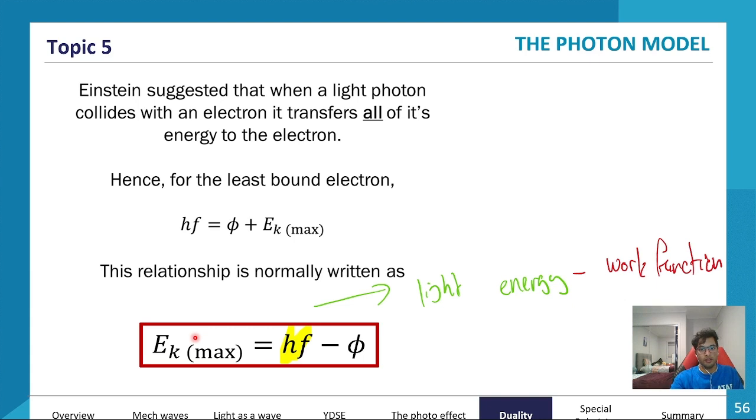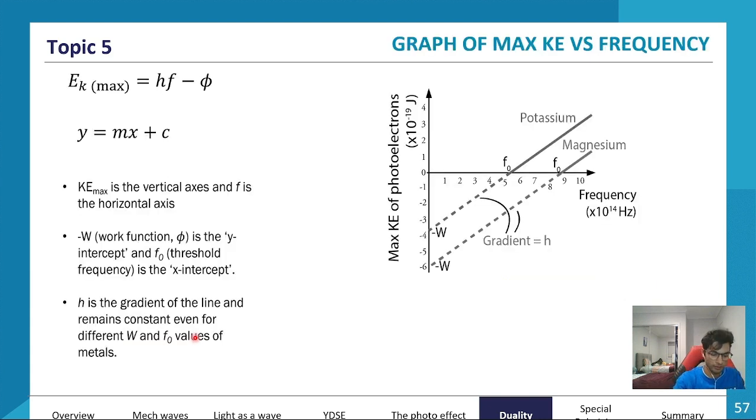So what you can do is graph this. Essentially, it's just a linear line: y equals mx plus c. Instead of m, we have h, which is our constant, and instead of x, we have frequency. Because the gradient is always the same, when you graph out the energy, the lines are always going to be parallel. In this case, we have potassium and we have magnesium.